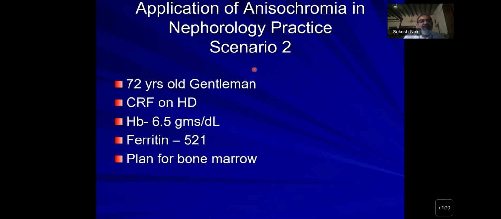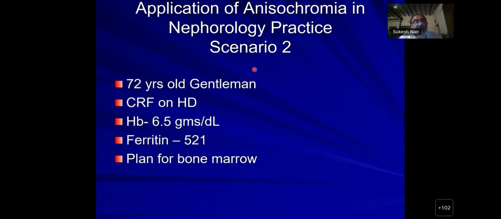I'll show you an example here. 72-year-old gentleman, CRF on hemodialysis. He's got ischemic heart disease, so his hemoglobin drops to 6.5. He gets orthopnea, and he gets admitted to hospital because he's short of breath. At the hospital, they find that his ferritin is 521. Of course, renal failure. They plan for a bone marrow. He panics and contacts us and says, can you help me somehow?